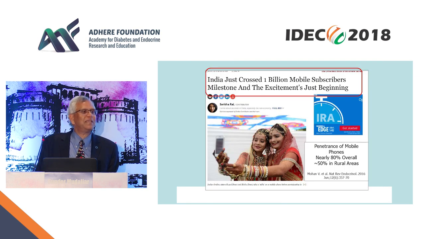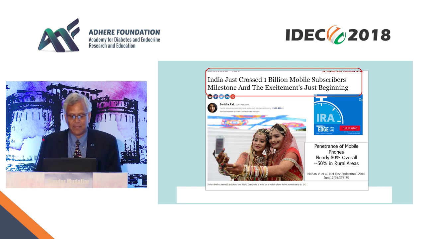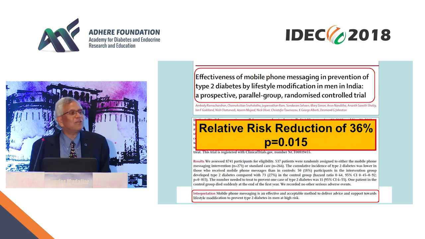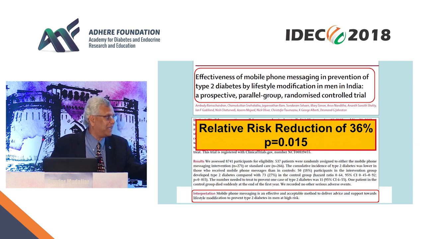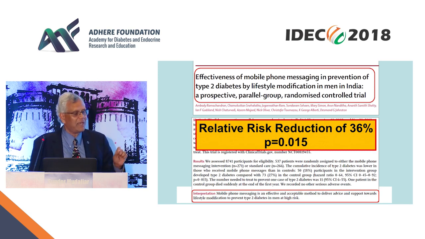So what about using the internet and mobile? Apparently, India has crossed 1 billion these things. And overall, it's 80%, but even in rural areas. I did not know this, that people in rural areas also carry the cell phones. And Ramachandran did this. He looked to see, every day you send a message to the guy, hey, did you check your sugar? Or, did you exercise at the evening? Did you exercise for 30 minutes? If not, go and do it now. Or did you watch your diet? So they used to send a message in the morning.